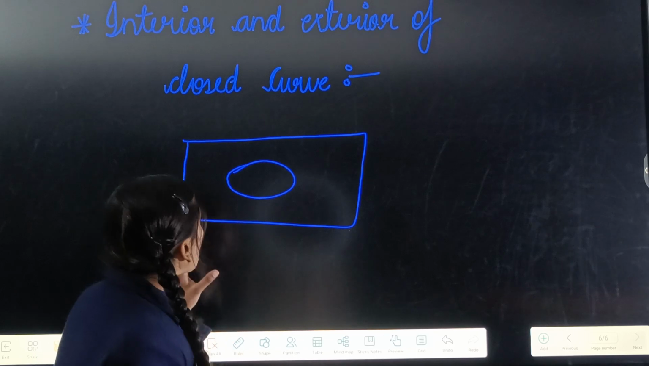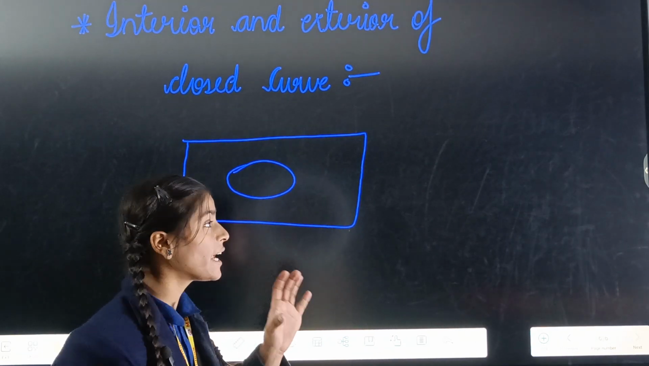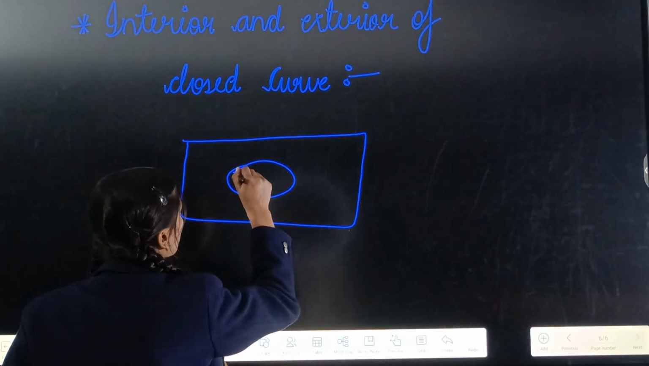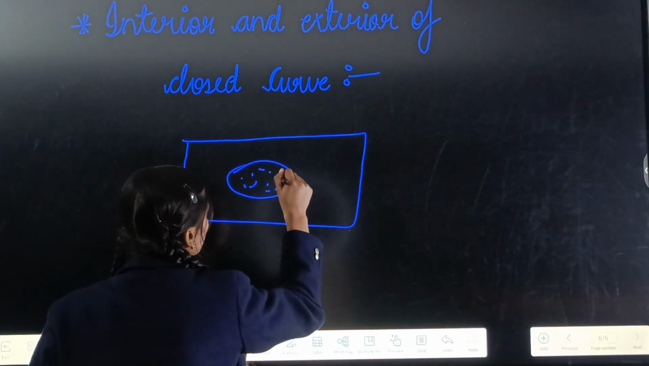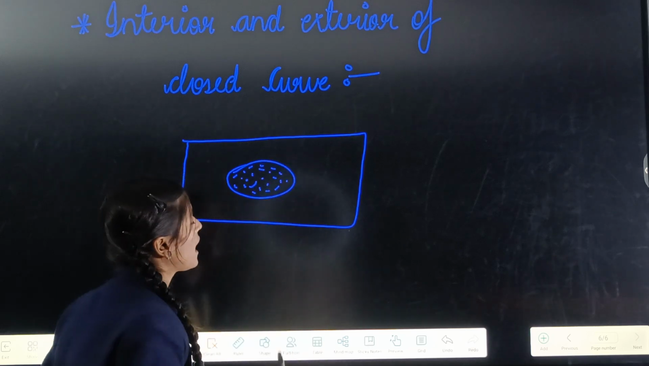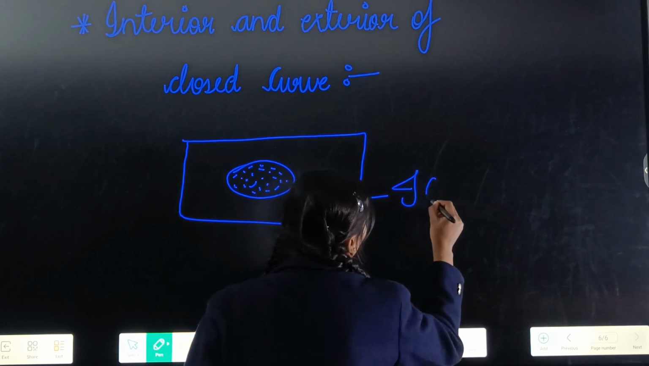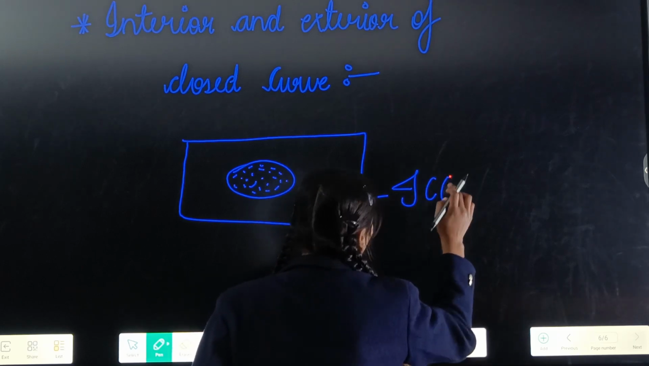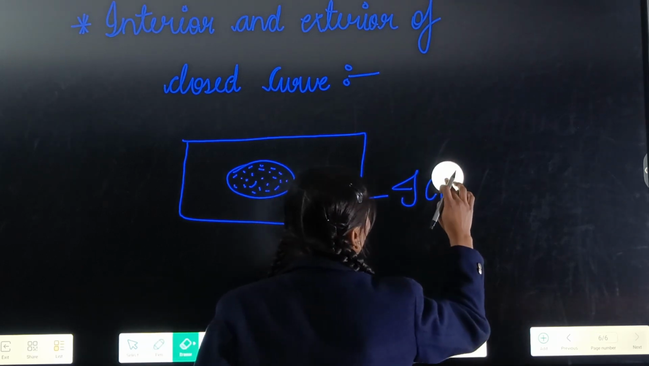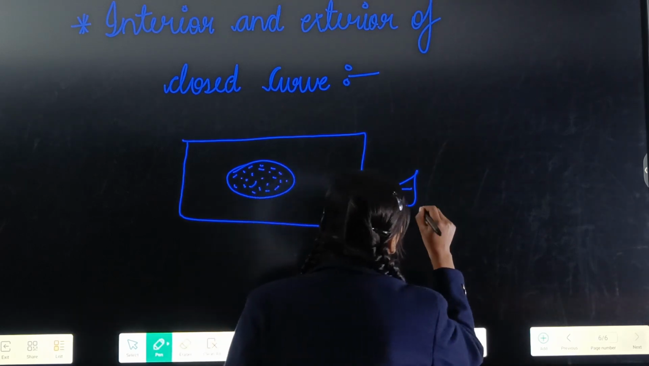For the circle, the interior is the collection of all points which lie inside the circle. All the points must lie inside the closed curve. That is the interior of a closed curve.